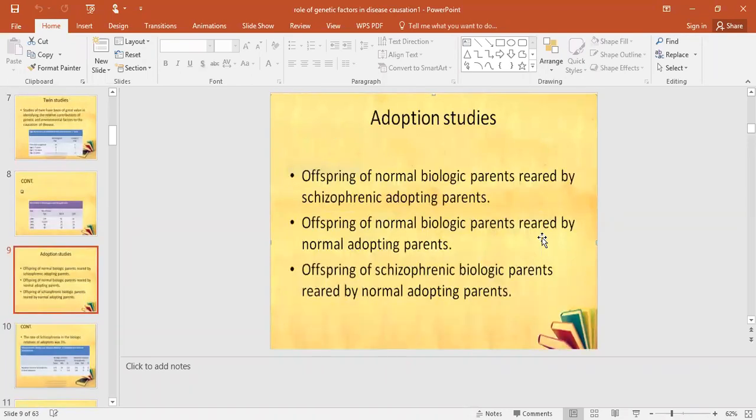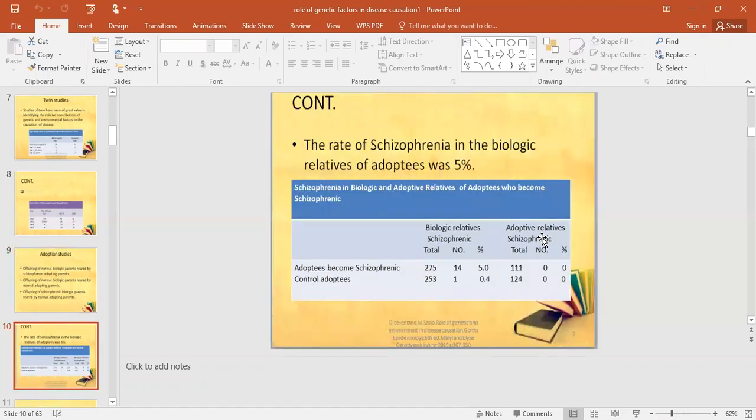Adoption studies. Offspring of normal biological parents reared by schizophrenic adopting parents. Offspring of normal biological parents reared by normal adopting parents. Offspring of schizophrenic biological parents reared by normal adopting parents. The rate of schizophrenia in the biologic relatives of adoptees was shown to be 5%. Schizophrenia in biologic and adoptive relatives of adoptees who became schizophrenic. Here is the table.